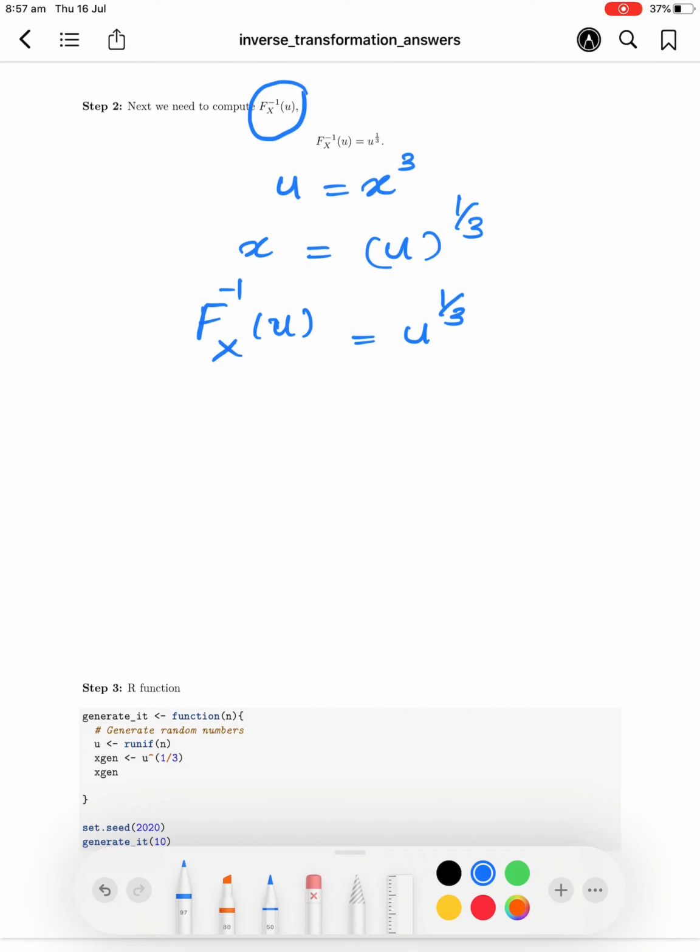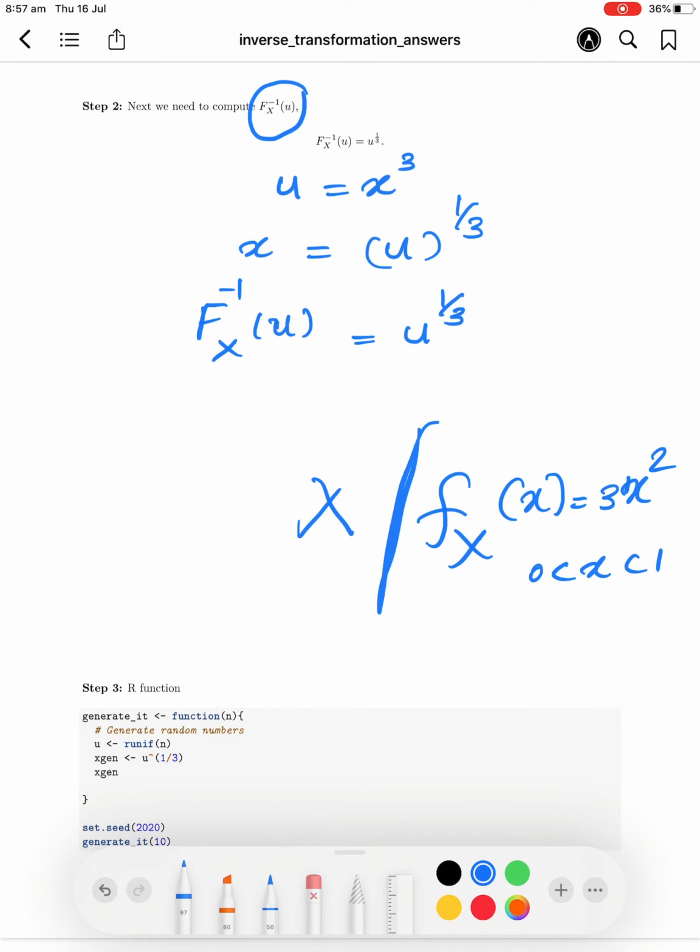After that, you have to write an R code or R function to generate a set of random numbers from the distribution of x. In our case, f_X(x) is 3x squared, where x is between 0 and 1. Now we are writing a function to generate random numbers from this distribution. The name of the function is generate_IT, inverse transform.